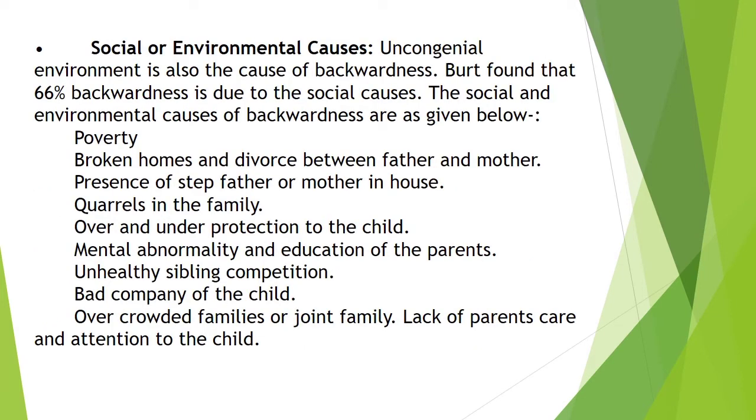Social or environmental causes. Uncongenial environment is also a cause of backwardness, and it was found that 66% of backwardness is due to social causes. The social and environmental causes of backwardness are as given below. Poverty, broken homes and divorce between father and mother, presence of a stepfather or stepmother in the house, quarrels in the family, over and under protection of the child, mental abnormality and education of the parents, unhealthy sibling competition, bad company of the child, overcrowded families or joint family, lack of parents' care and attention to the child.